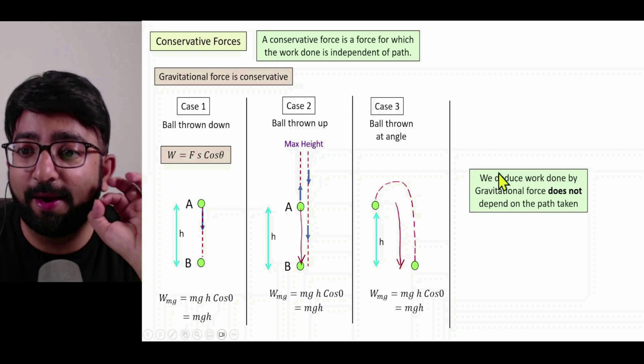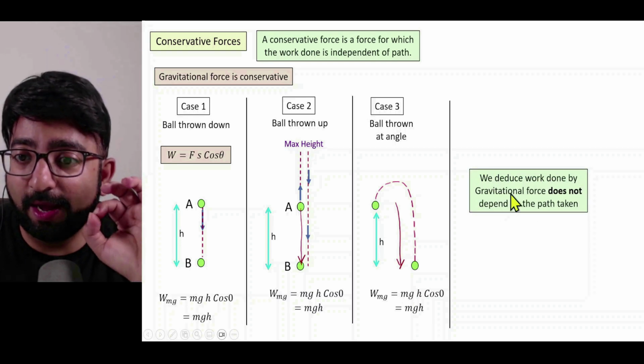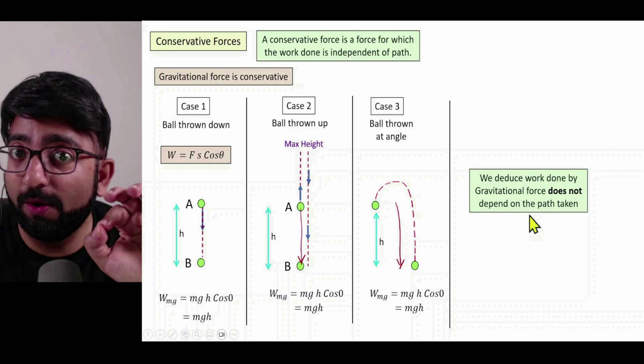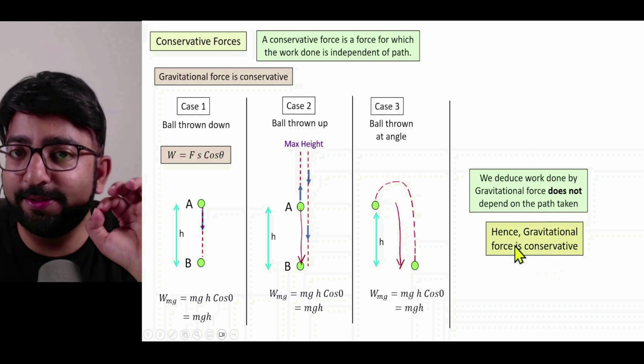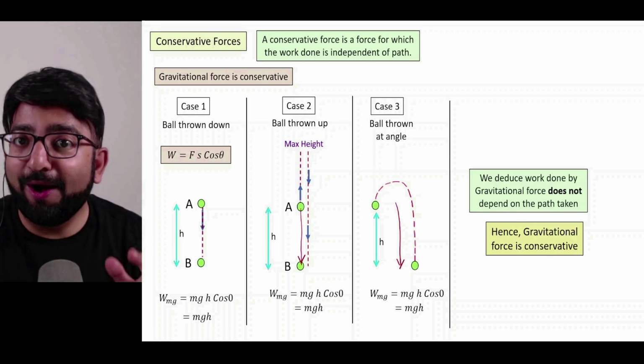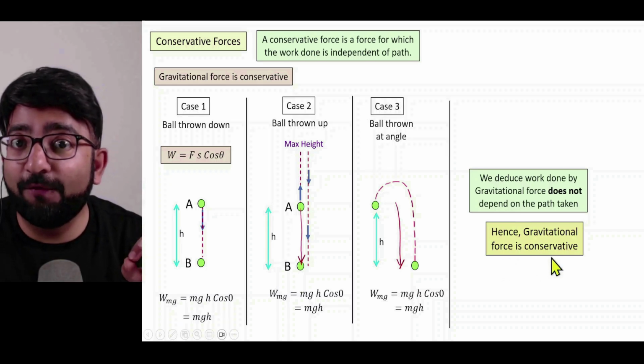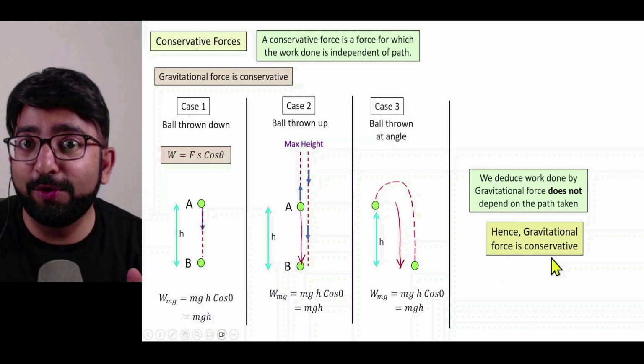Now we can deduce that the work done by the gravitational force does not depend on the path taken, and by definition the gravitational force is called conservative. Now let us quickly distinguish between a force which is conservative and a force which is not.